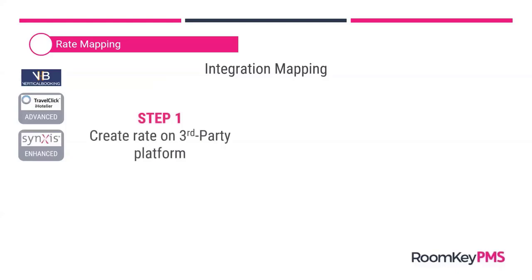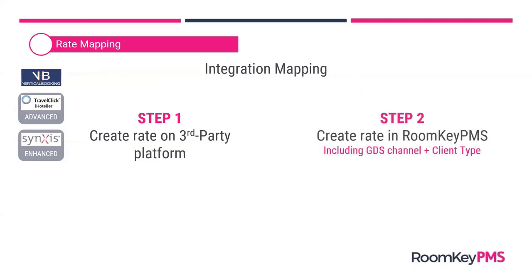Step one and step two for this type of integration rate mapping are the same. So step one means that you're going to create the rate on the third-party platform. So you'll create the rate in Vertical Booking or TravelClick iHotelier or Synexus Enhanced. Step number two is to create the rate in Roomkey. And again, you're going to include that GDS channel and the client type.